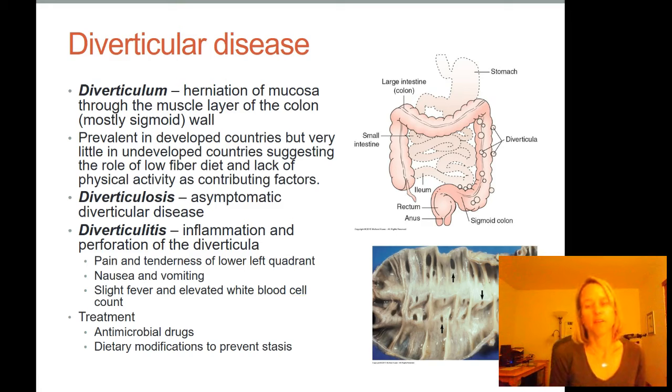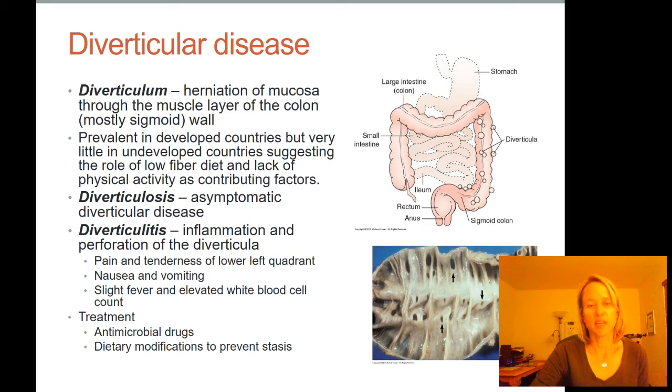Diverticulum is when we have a herniation of the mucosa layer through the muscle layer of the colon, usually the sigmoid colon. This is really prevalent in developed countries, but not very prevalent in underdeveloped countries, which may suggest a role of low fiber diet and a lack of physical activity in developed countries.